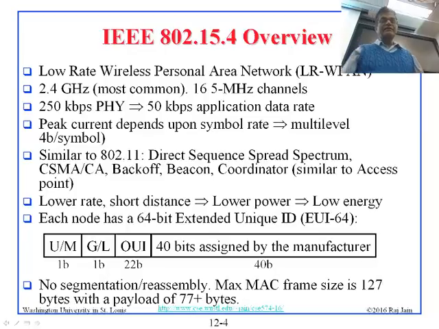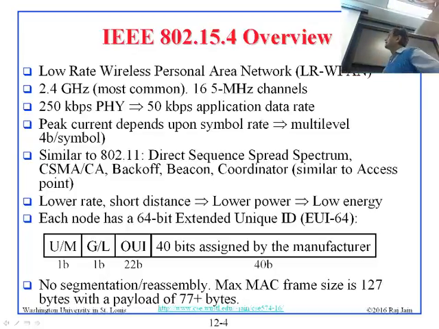And only 50 kilobits you get at the application. So PHY rate means this is how the bits go on the wireless, and you will notice there are 250 kilobits going per second. But most of these bits might be overhead and other things, and by the time you reach the application, you get 50 kilobits.